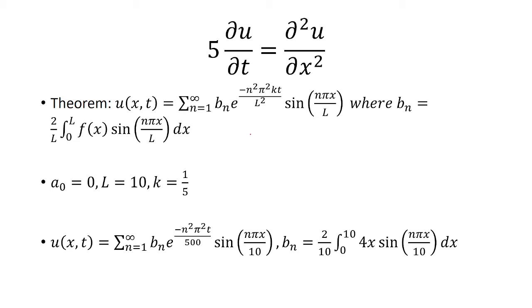Now, I'm just going to plug in here L equals 10. So on the bottom I have 10 squared, which is 100. k is 1/5. 1/5 over 100 is just 1 over 500. So that's why I have the 500 here. L is 10.